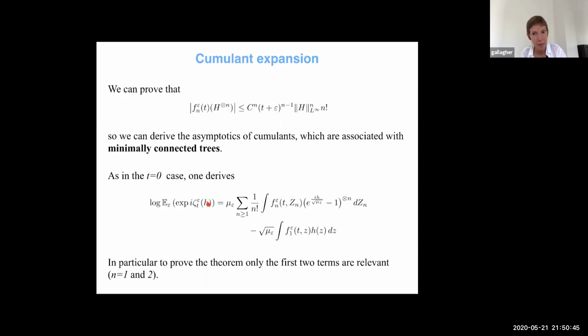Okay. And what you see is that because of the square root of mu, since those terms are uniformly bounded in epsilon, only the first two terms count, and that's why you get a Gaussian field. All the others are small, just like at time 0.